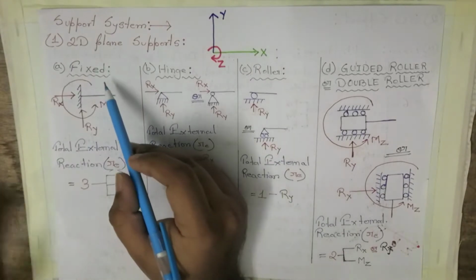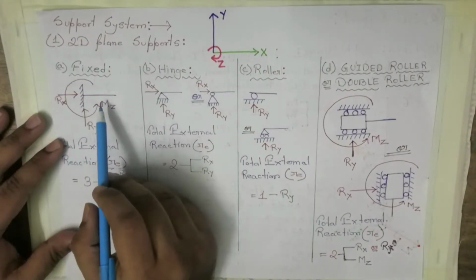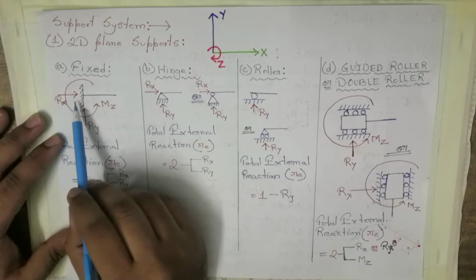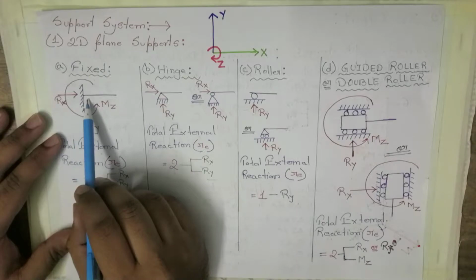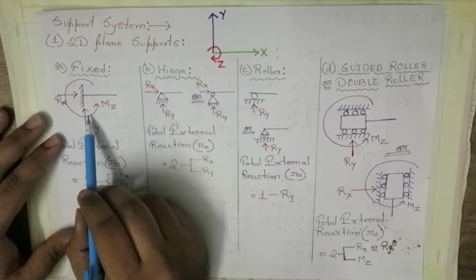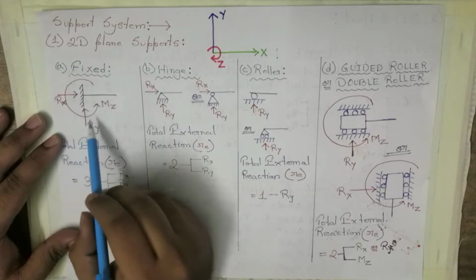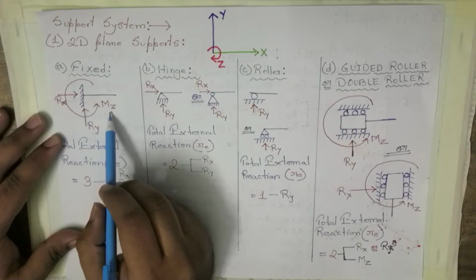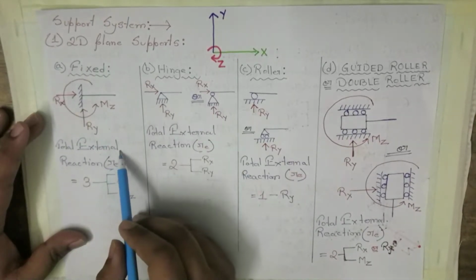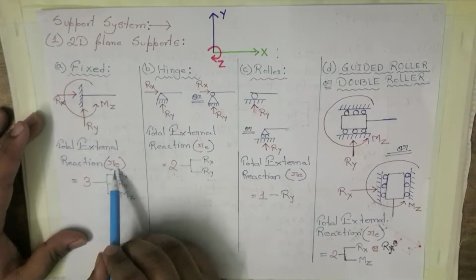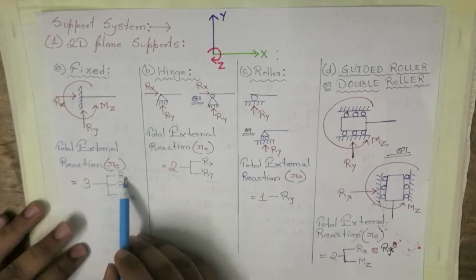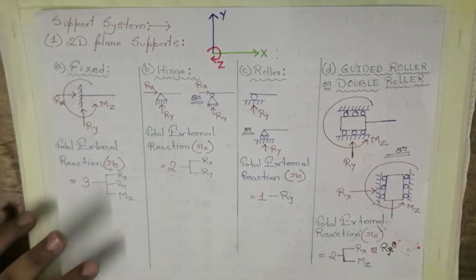Now, for the fixed support, there are three reactions acting on it. Rx, which is the horizontal reaction in x direction, Ry, which is the vertical reaction in y direction, and the Mz, which is the resisting moment acting in a direction perpendicular to the xy plane. So total external reaction, Re, for fixed support is 3. So what are those? Rx, Ry, Mz.